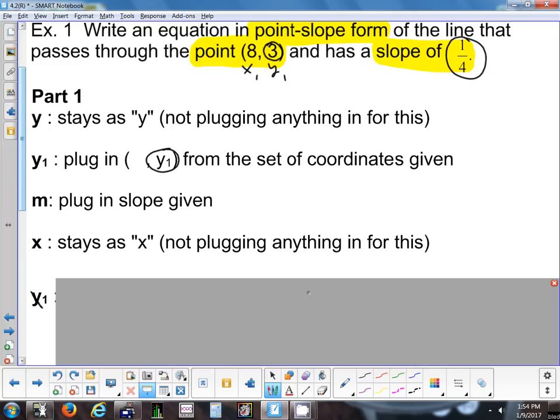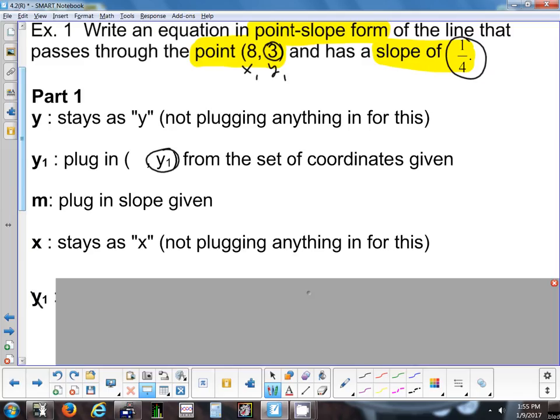Okay, and the last one on your sheet, while you're writing that down, make the last one an x1. On your notes, does the last one say y1 again? Yeah. No, it should say x1. Let's make the last one an x1. Okay, so x just stays as x. We're not plugging anything in.